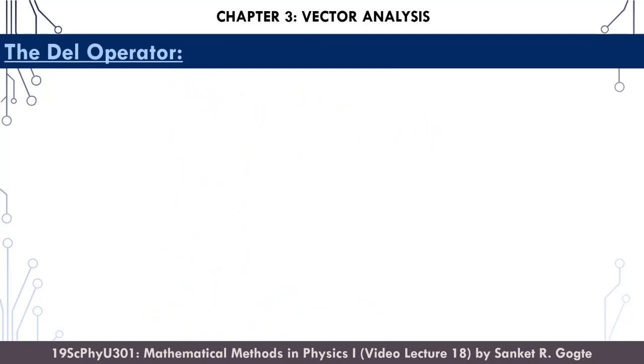Now we have arrived at the most important point of discussion for this video, the del operator, because the rest of the chapter is going to be based on this operator. This del operator is denoted by this nabla symbol, and since it is a vector, I have drawn an arrow above that. Remember, generally it is this nabla operator and not the delta operator. Now this del operator is defined in the following way. It is ∂/∂x into i plus ∂/∂y into j plus ∂/∂z into k. Remember that del is a differential operator.